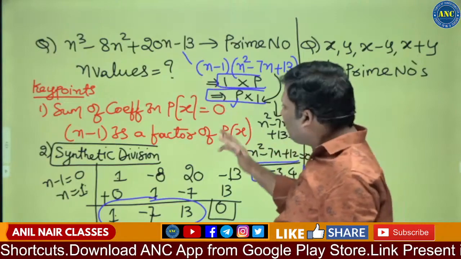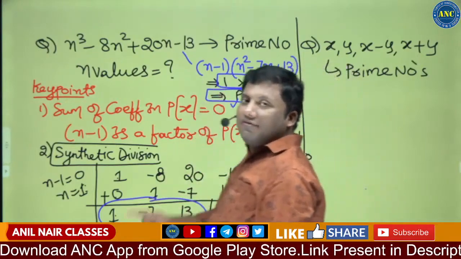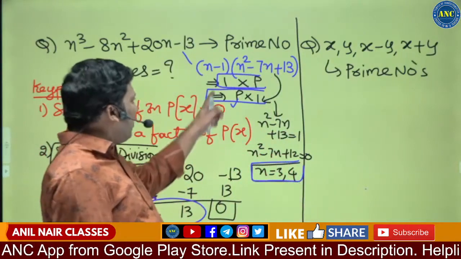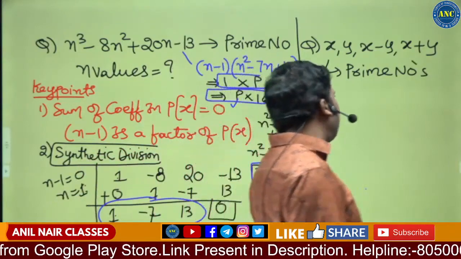I hope the concept is clear. 3 questions I solved based on the model. Every prime number can be written as 1 into p or p into 1. If you are getting an answer, take that answer. If you are not getting the answer, omit that answer.